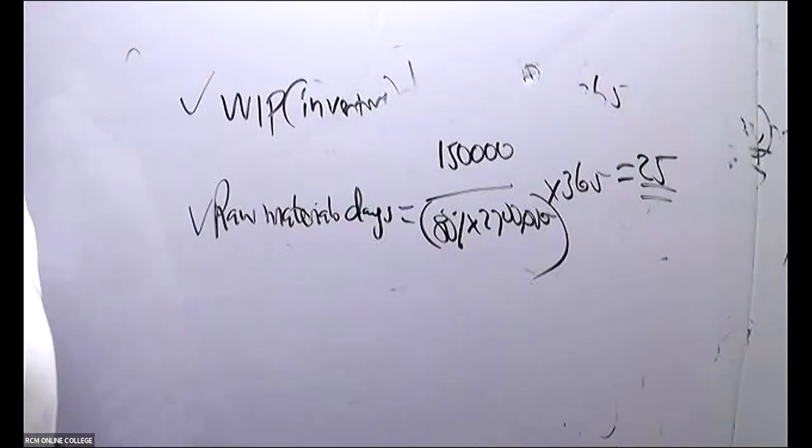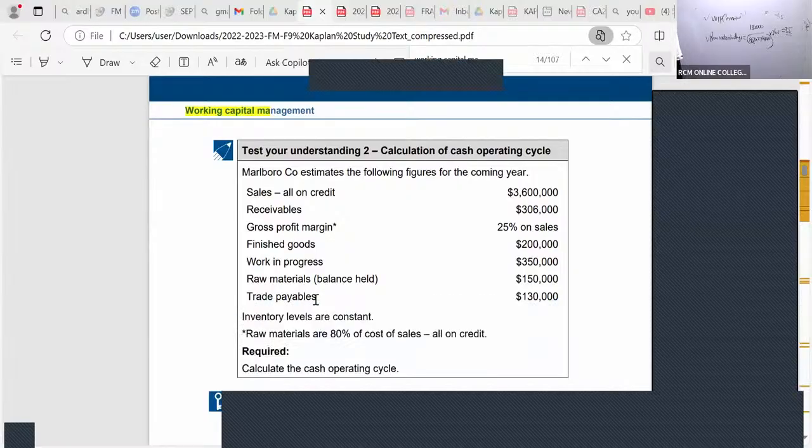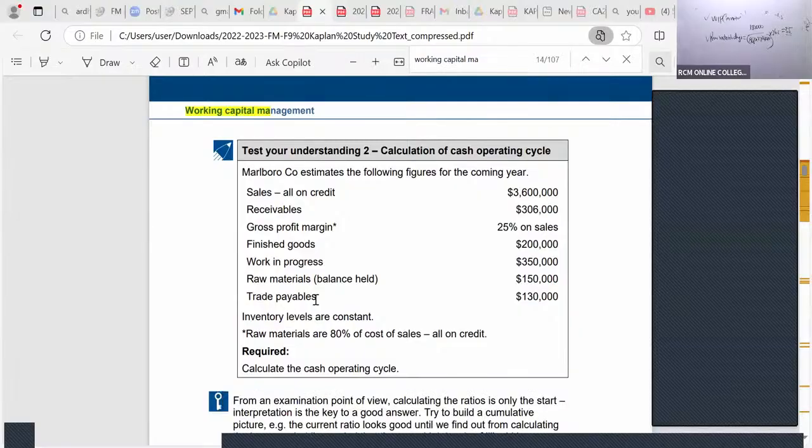From there, ladies and gentlemen, we move on to something different. 25, that's very good. So then we have the last one. This one, I would want to give you 1 minute to try. The trade payables. I'm giving you exactly 1 minute. You try the trade payables.